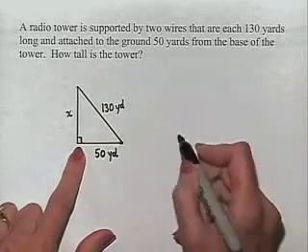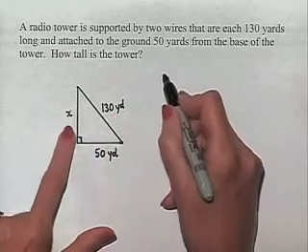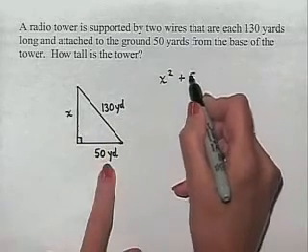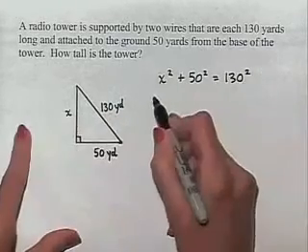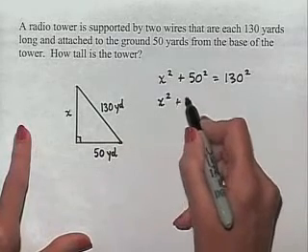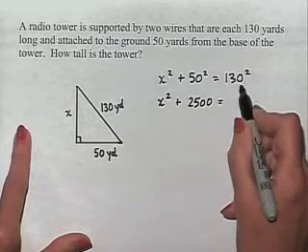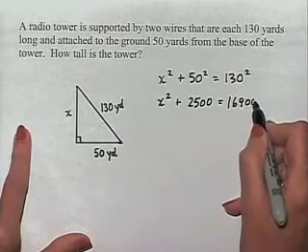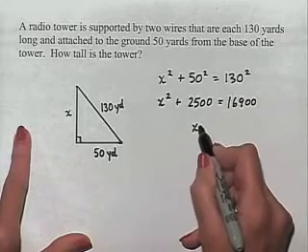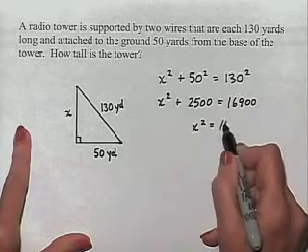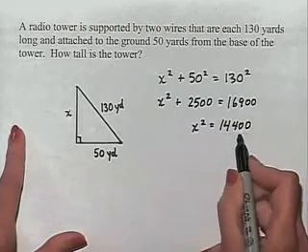So we have a right triangle, and we can use the Pythagorean theorem. Our hypotenuse is 130. So we're going to have x squared plus 50 squared equals 130 squared. And now let's evaluate. 50 squared is going to be 2,500, and 130 squared is 16,900. To solve here, we're going to subtract 2,500 from both sides of the equation. x squared is going to equal 14,400. And now we're looking for a number which, when squared, gives us this amount.